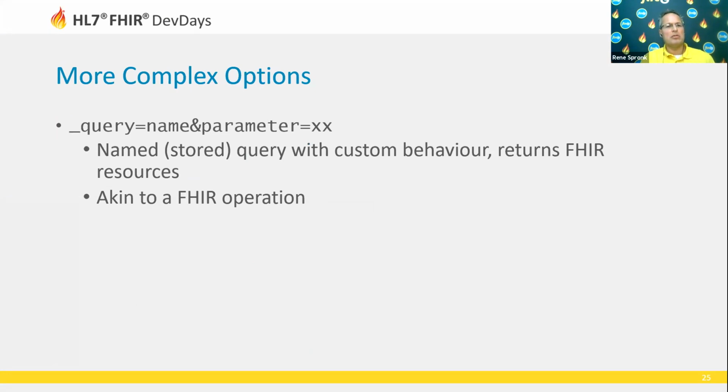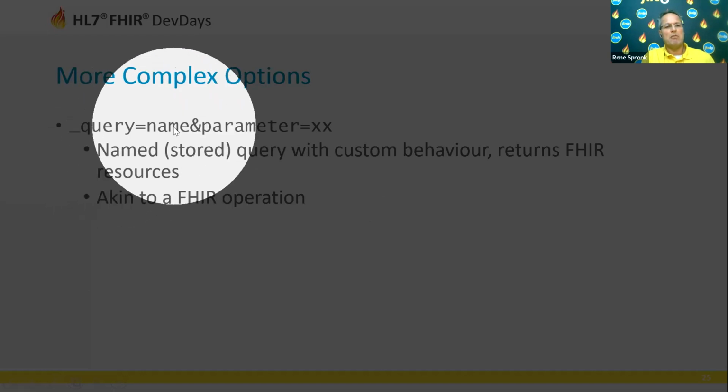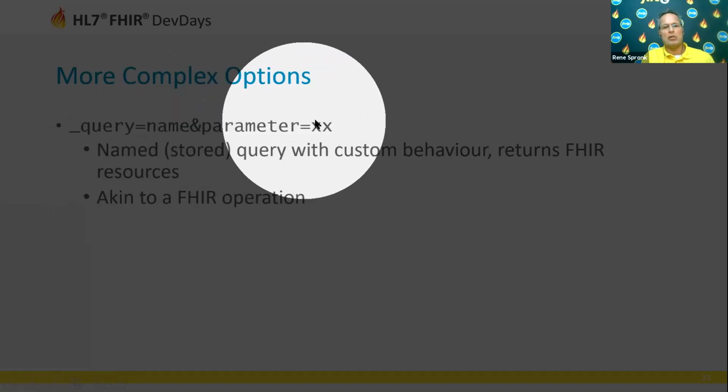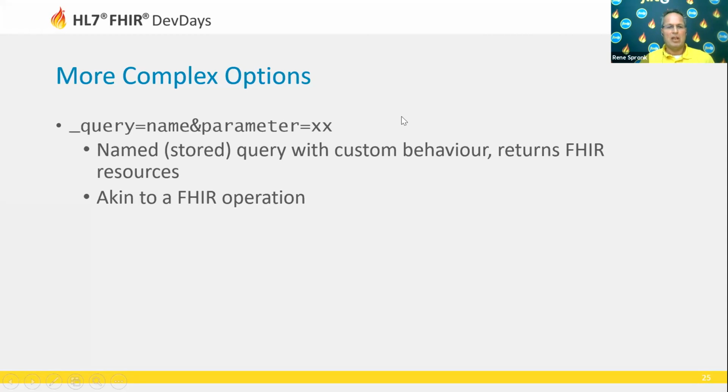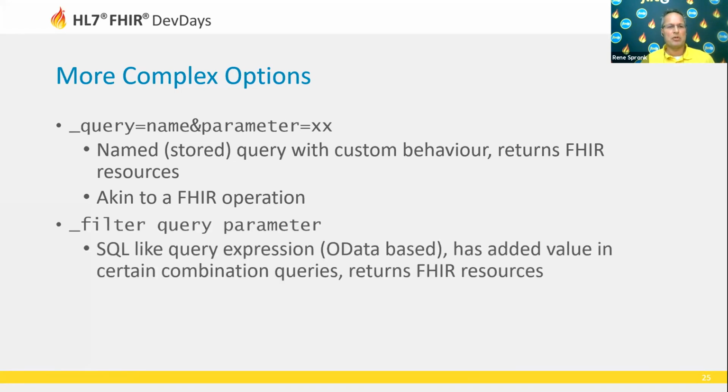So you basically use _query, you identify the name of the query, and then you supply your list of parameters. And this effectively executes a search operation, and the result of that will be a bundle. So it still looks and feels like a search, but you're hiding some of the logic on the server side. This can be very attractive if you want to have some complex logic between various parameters that's not that easy to express using the standard search.